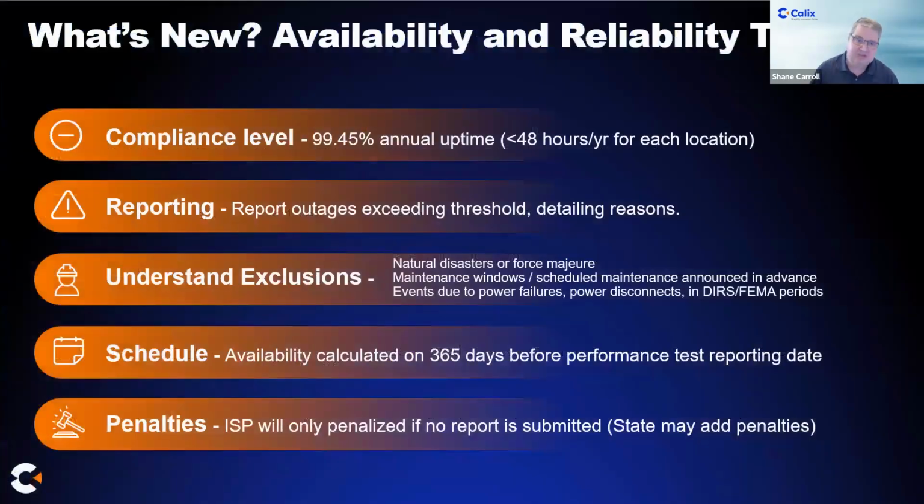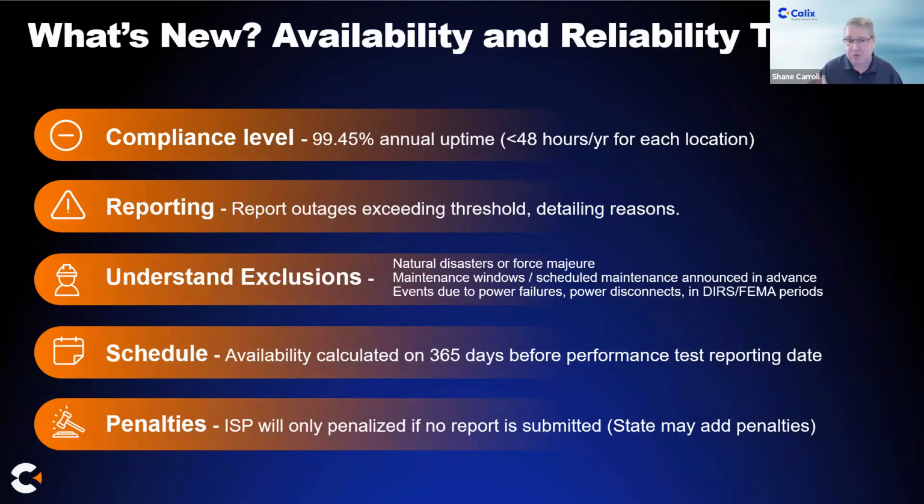So what is very different? What's very different from the FCC is they have this new concept of availability and reliability testing. Okay, everybody that just had their heartbeat start going faster, don't panic right now. What we're looking to get is 99.45% of annual uptime. That's basically less than 48 hours of downtime a year for each location. So they're trying to quantify that they expect the baseline for your broadband packages to deliver 99.45% of uptime. And that's what they really want it to be.